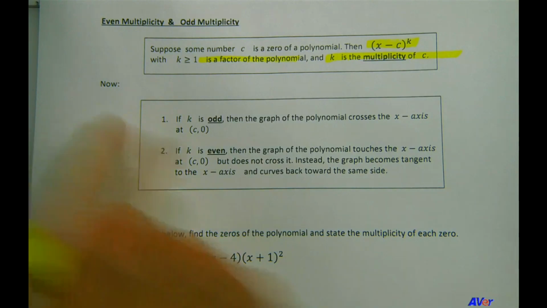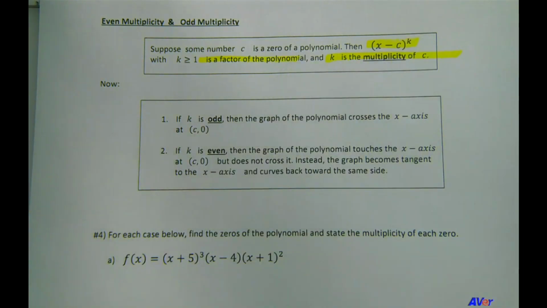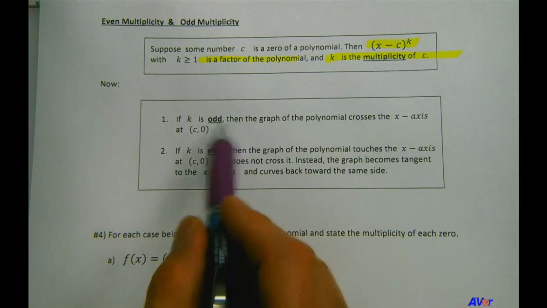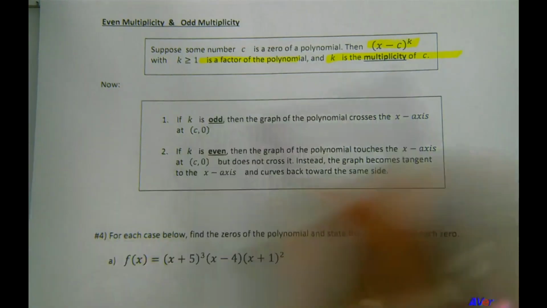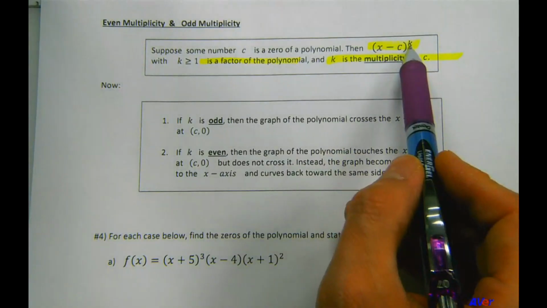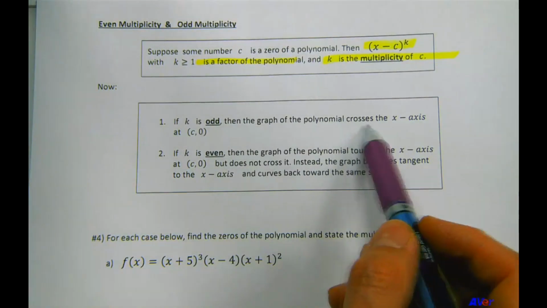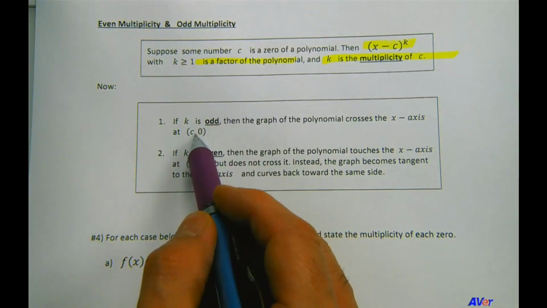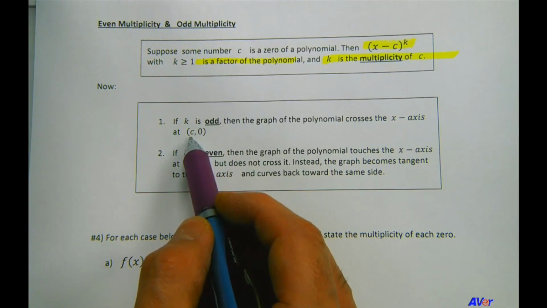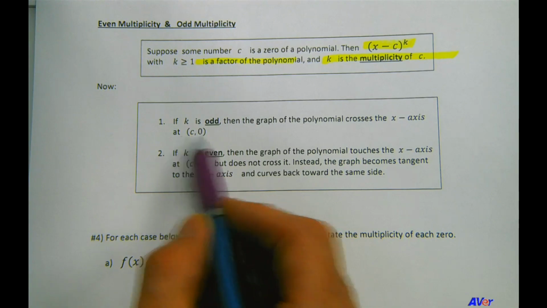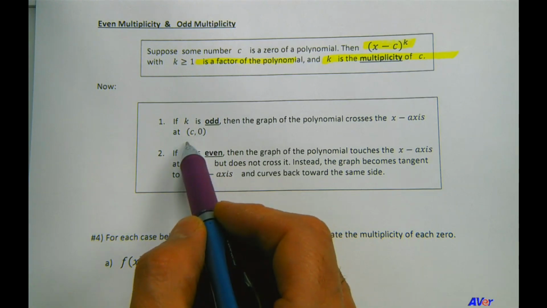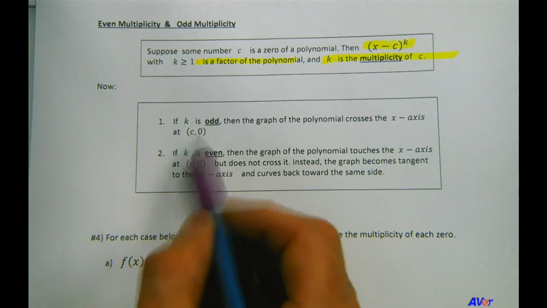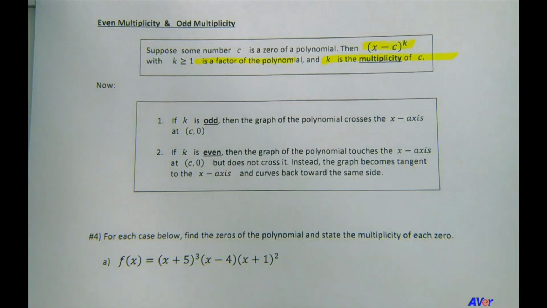Okay? So now, if k, that's the multiplicity, that's the power, if that k is odd, some odd number, let's say 3 or 5 or 7, then the graph of the polynomial crosses the x-axis at c comma 0. Remember, c is the zero of the polynomial, which means it's the x-intercept, right? So the zero of a polynomial will always have this kind of coordinates for that point. It's always some constant comma 0 because it's the x-intercept, right? So x comma 0 or c comma 0.